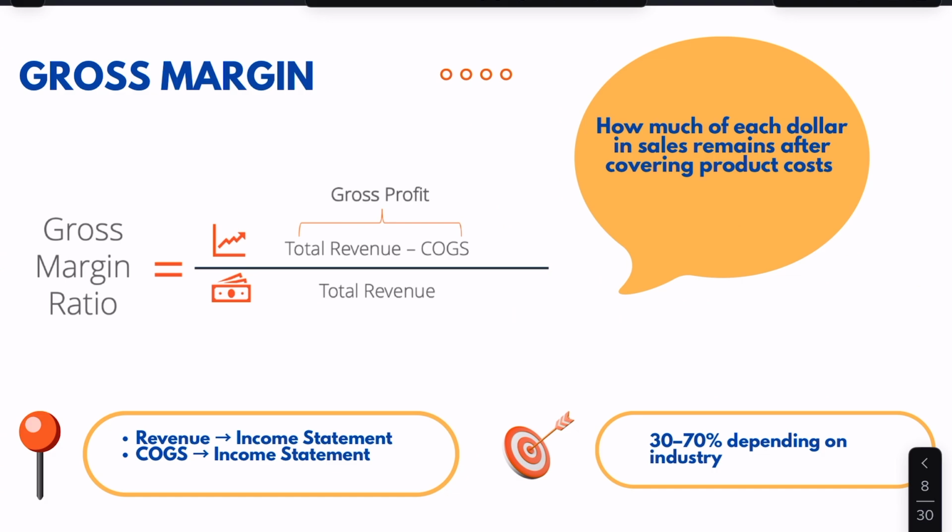High gross margins indicate strong pricing power and efficient production. For example, if Apple sells an iPhone for $1,000, and the parts and assembly cost $400, the gross margin will be $1,000 minus $400 divided by $1,000. This is 60%, which is a good gross profit margin.